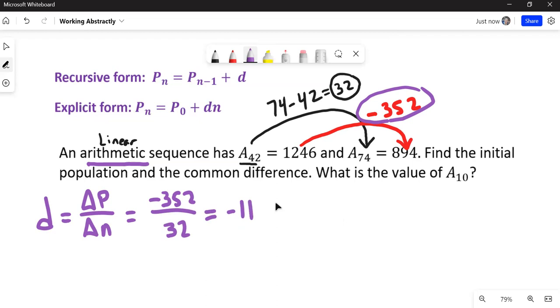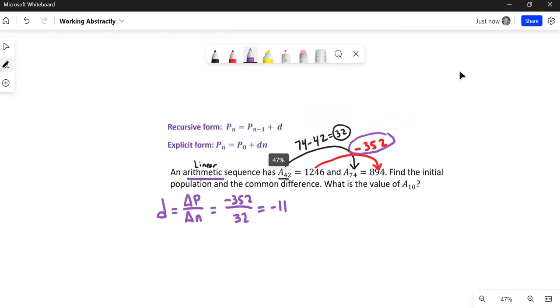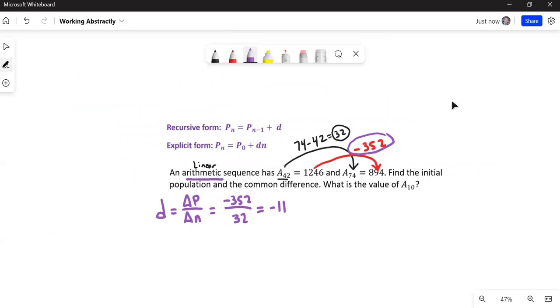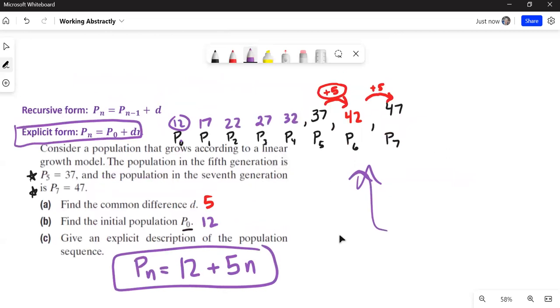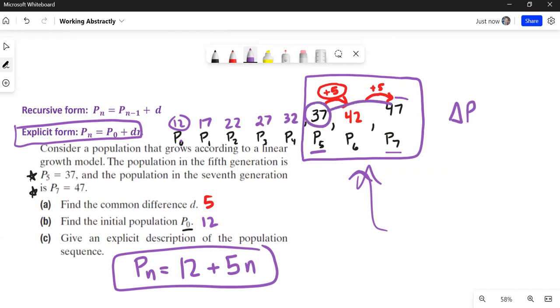Now, we could have applied that in the previous one. So let me just go back and show you for a moment so you can make the connection. And you can always pause the video and come back to what I just did. In that previous video, I didn't do that, but I could have, right? If you examine P sub 5 to P sub 7, how much did it change? What was the change in P? Well, it went from 37 to 47, right? So that was a change of 10.